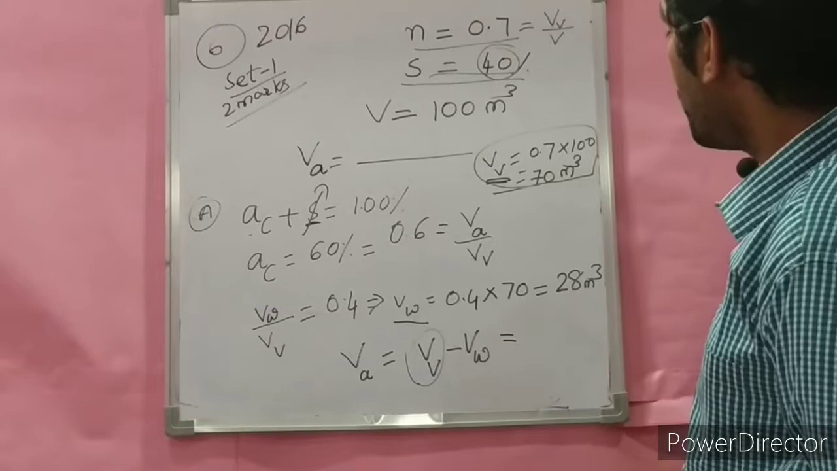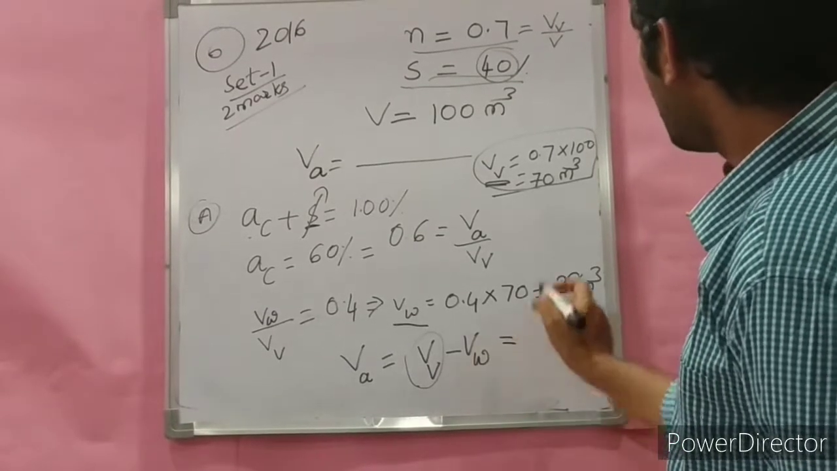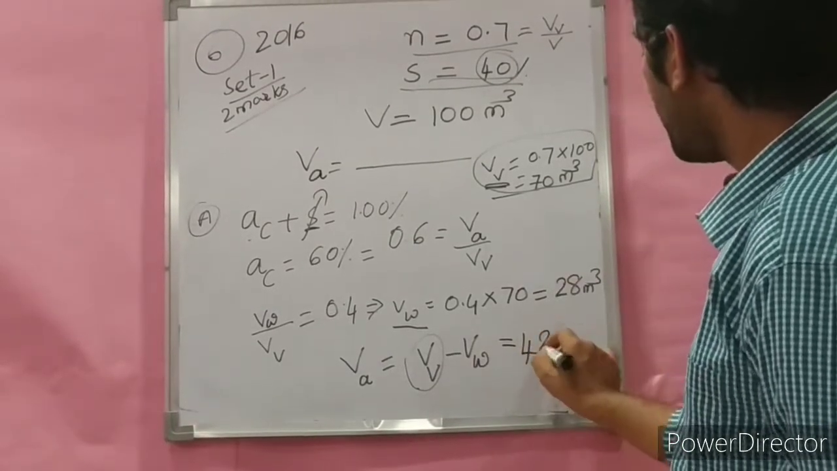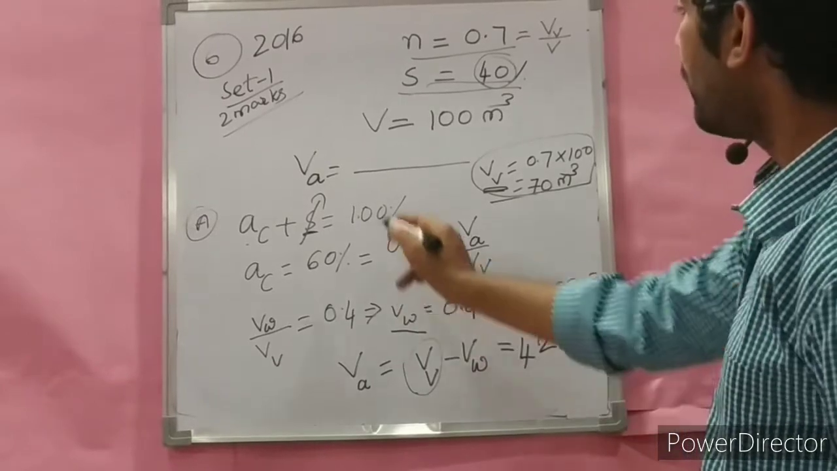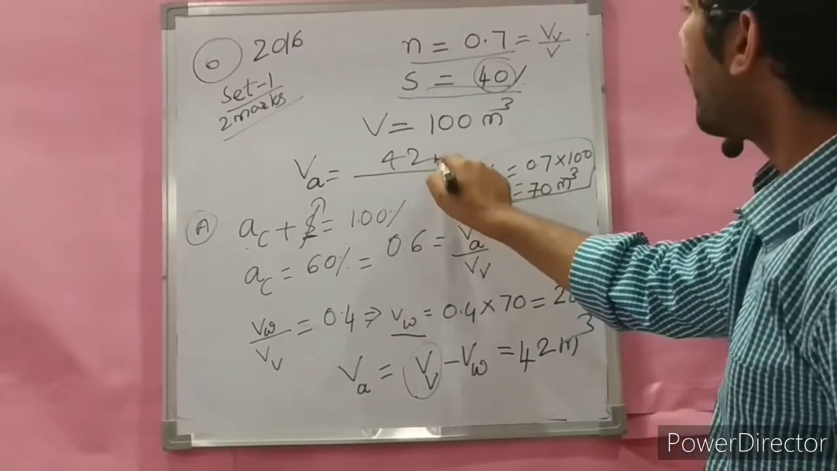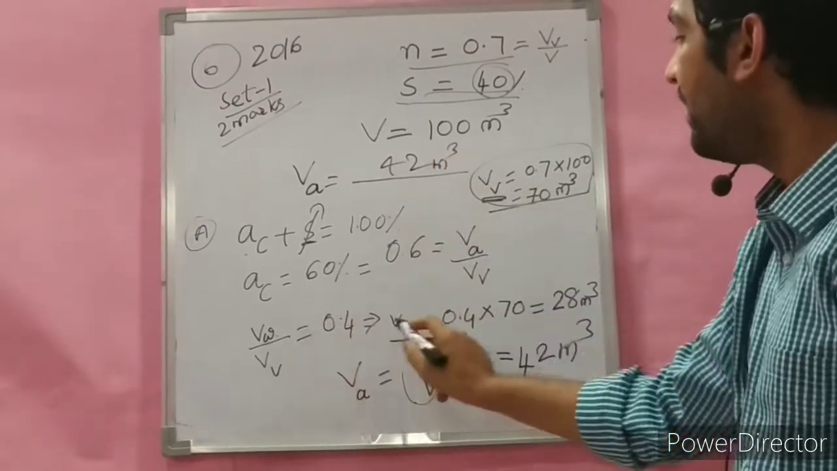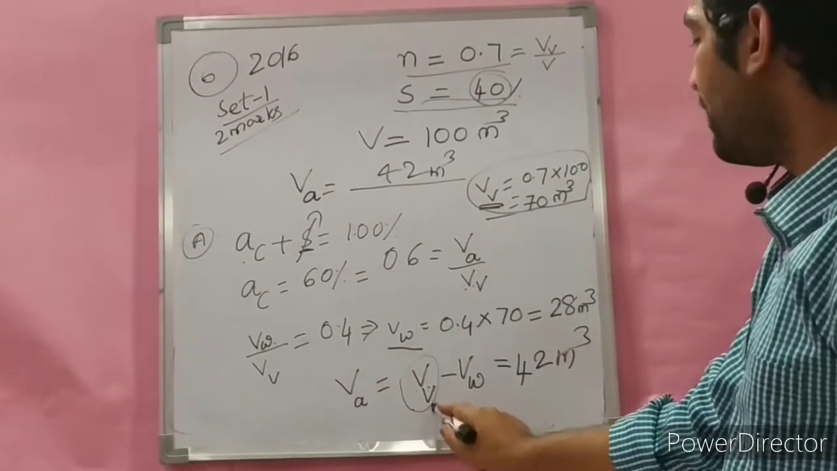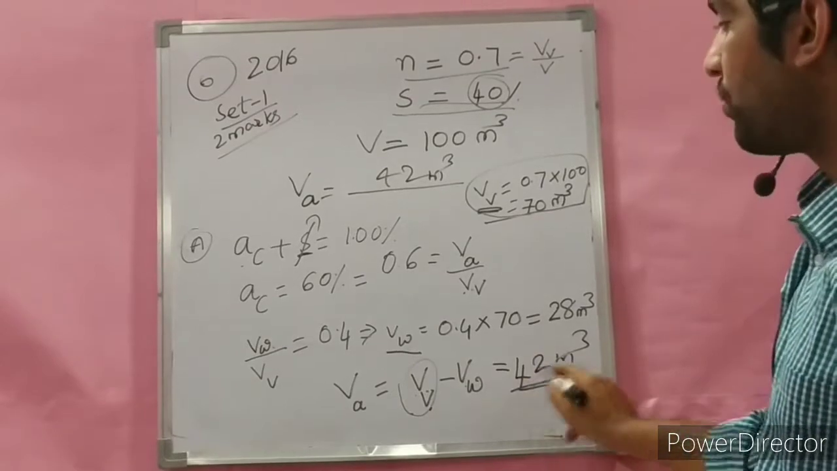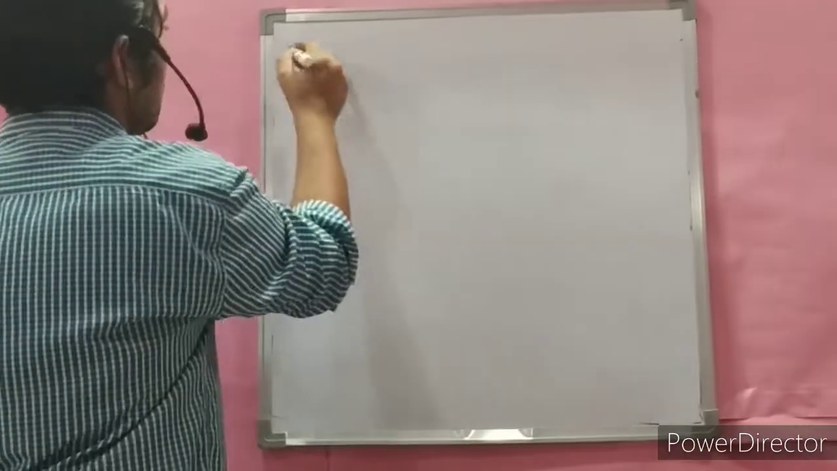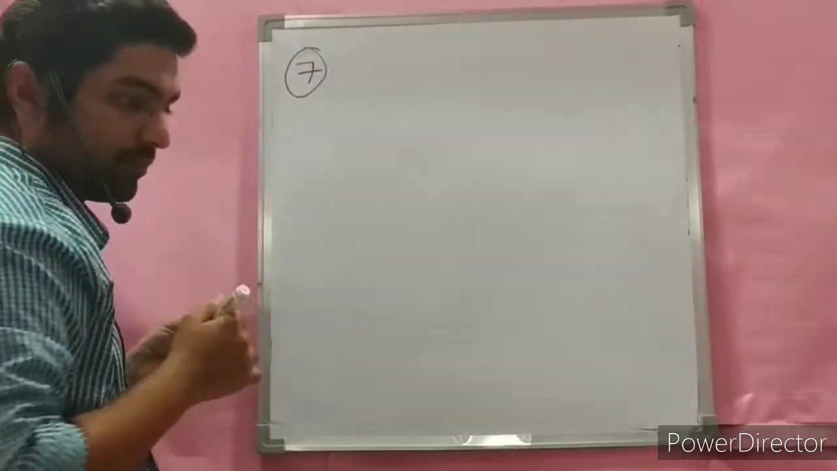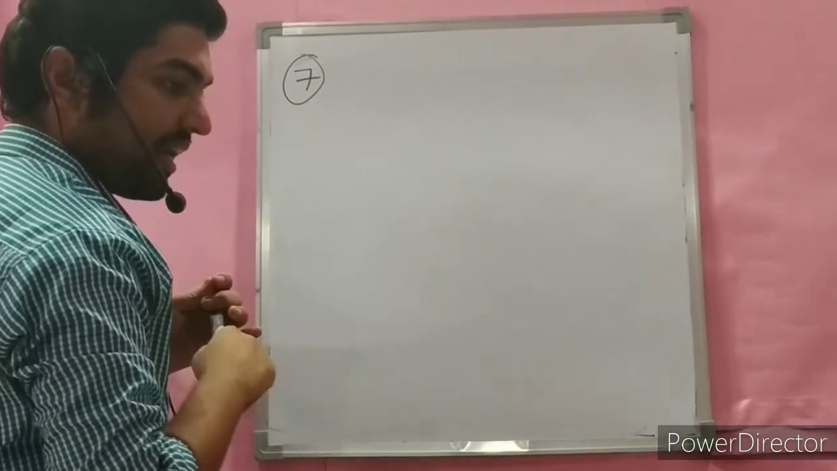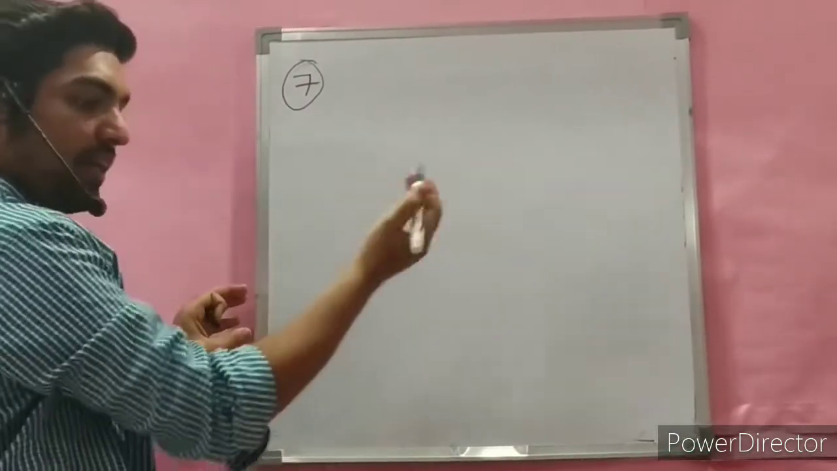That is equal to VA is equal to 70 minus 28, which is 42. That's what we want. 42 is the answer: 42 meter cube. VA by VV, where VA is equal to VV minus VW. 42 meter cube. Problem number 7. A borrow pit soil has a dry density of, again borrow pit and embankment.